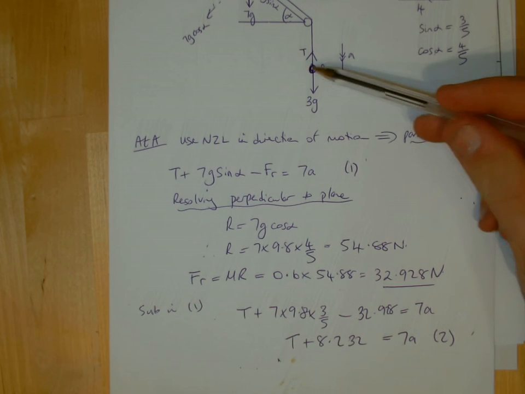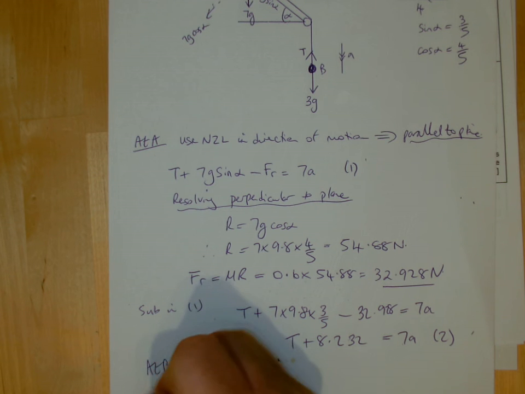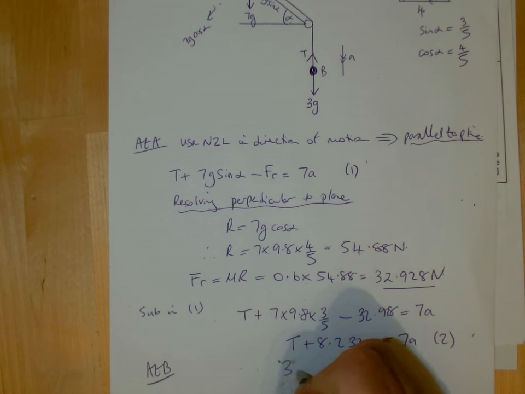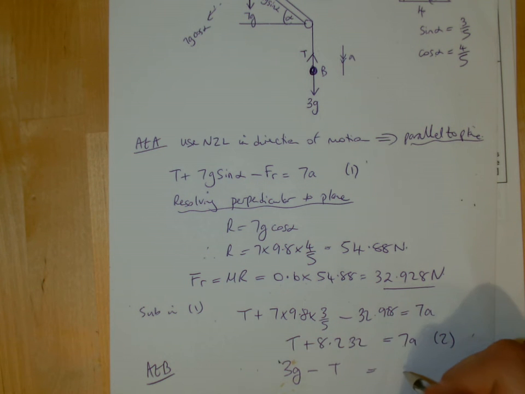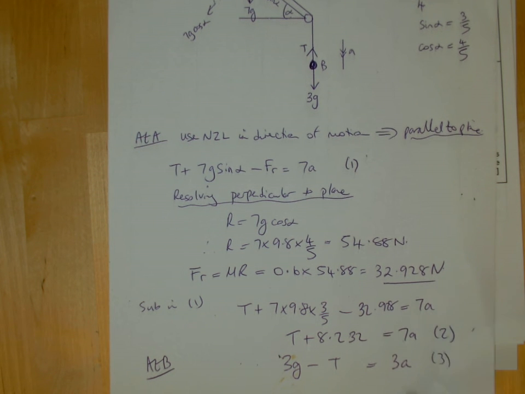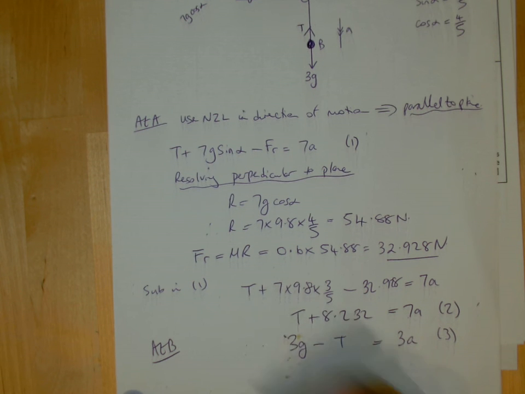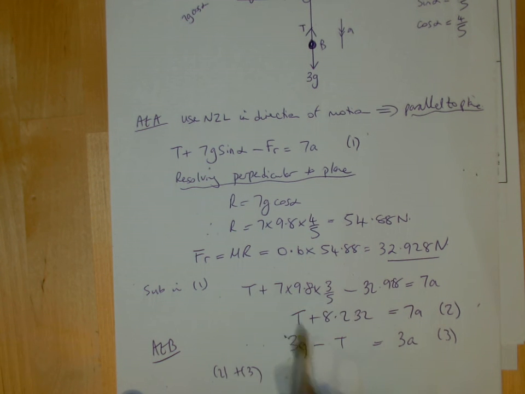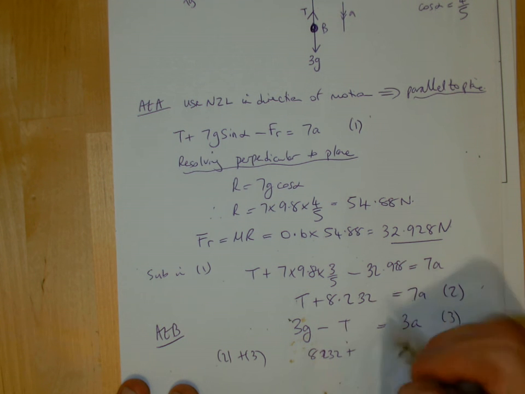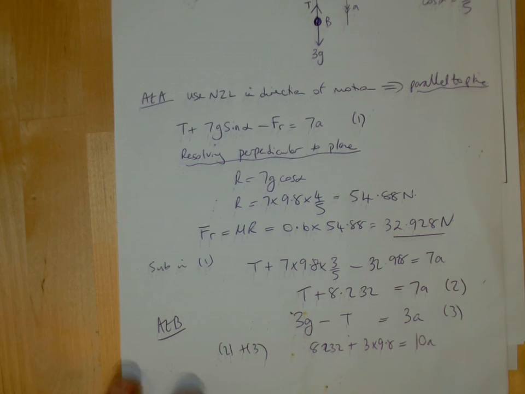Now what we can do is resolve at B. B is a lot easier, isn't it? You just resolve vertically. So 3g take away T equals mass times acceleration, 3a. We call that equation 3. All you've got to do with 2 and 3 is add them. If you add them, it will eliminate the T's. T minus T disappears. So you add 8.232 to the 3g, which is 3 times 9.8, and that equals these two added together, which is 10a.